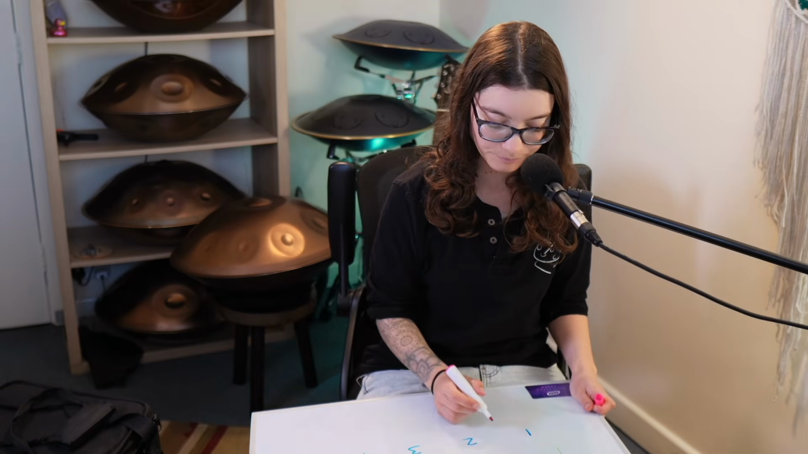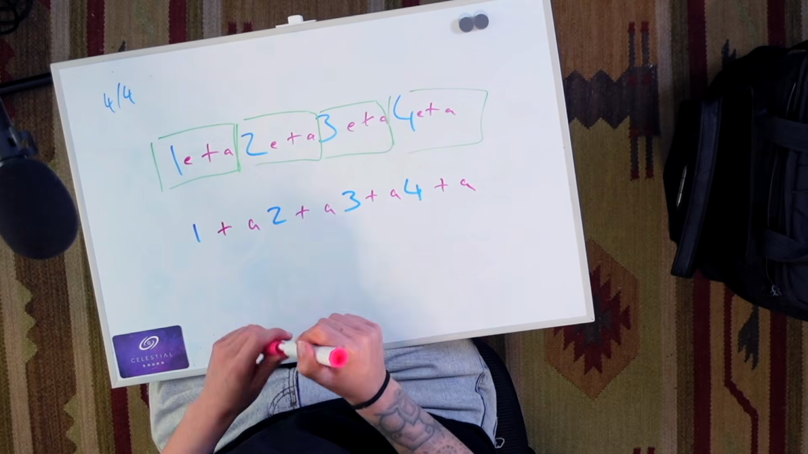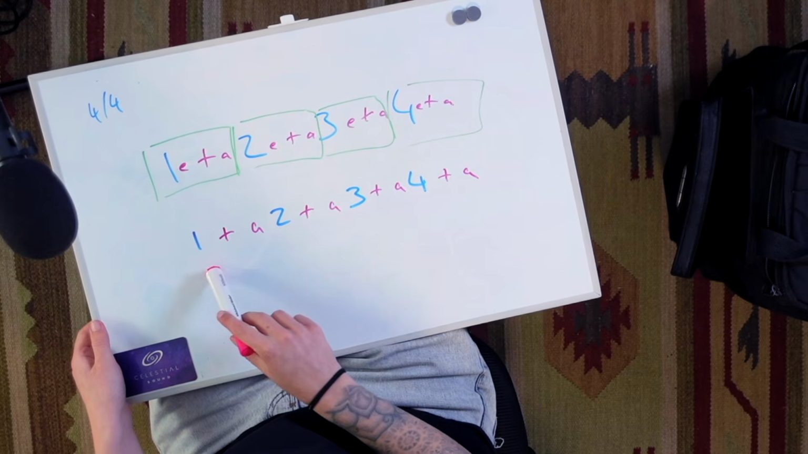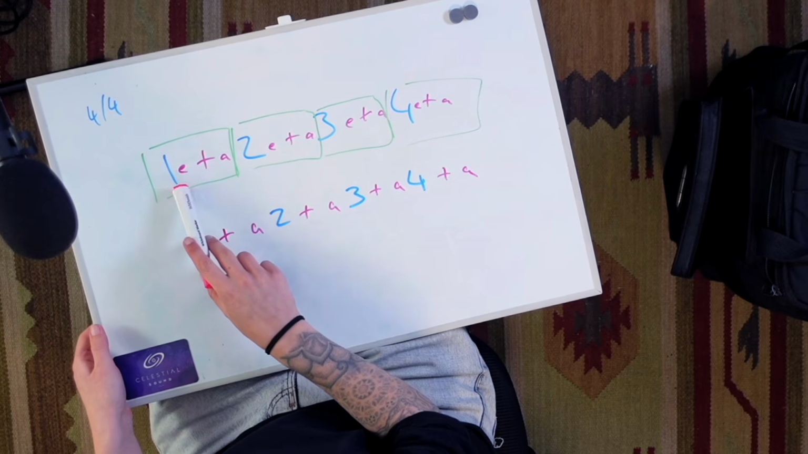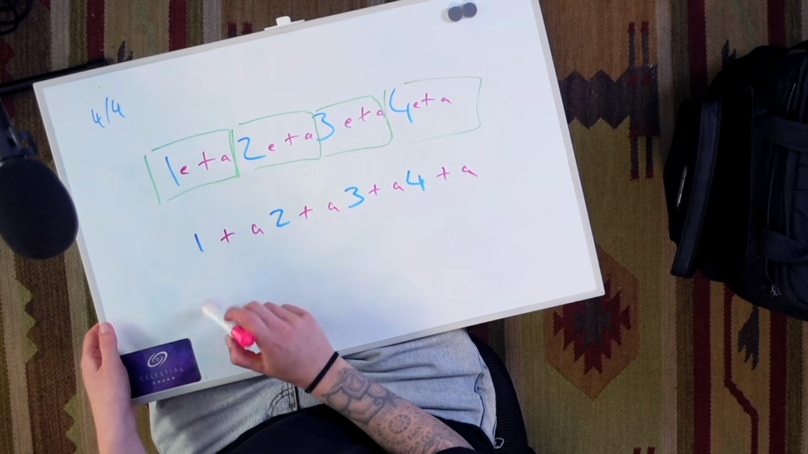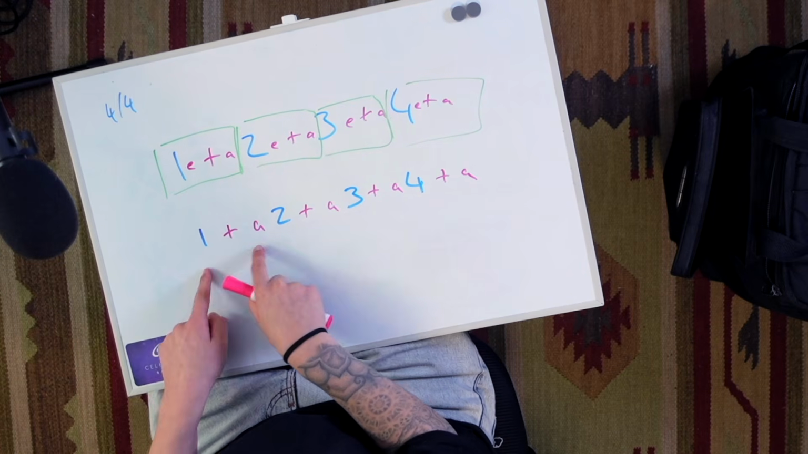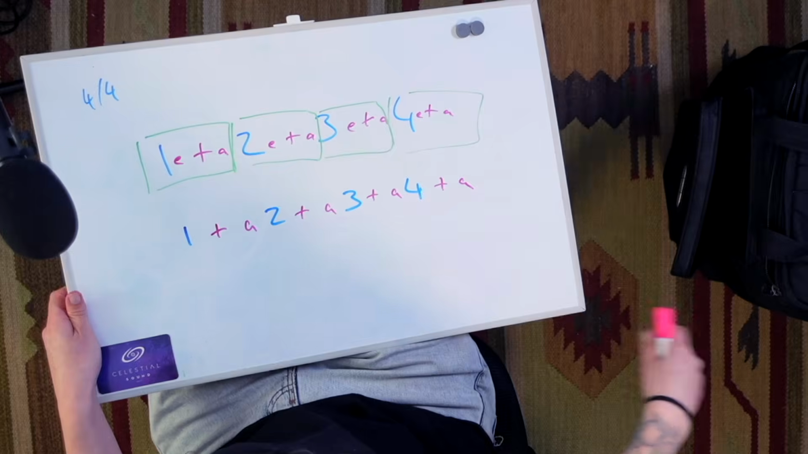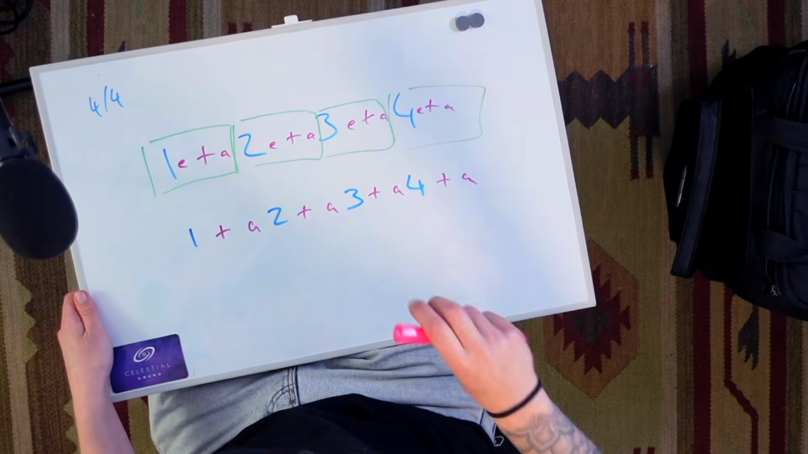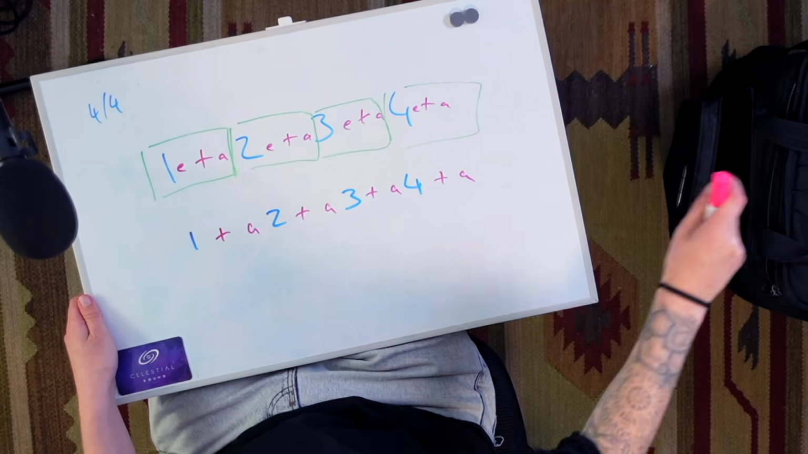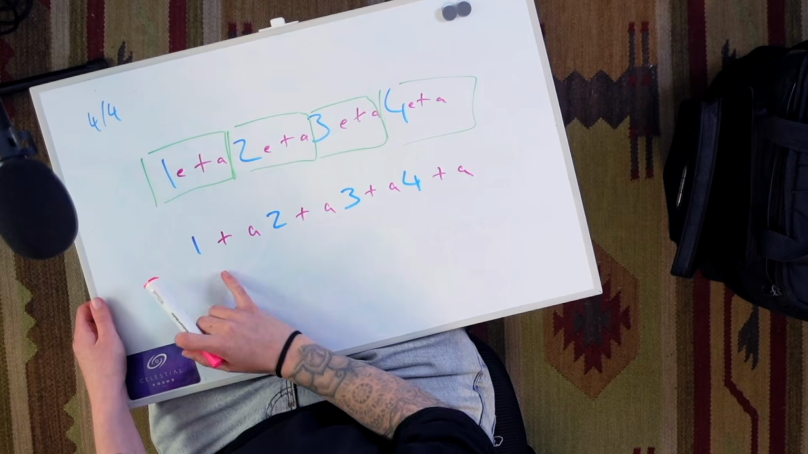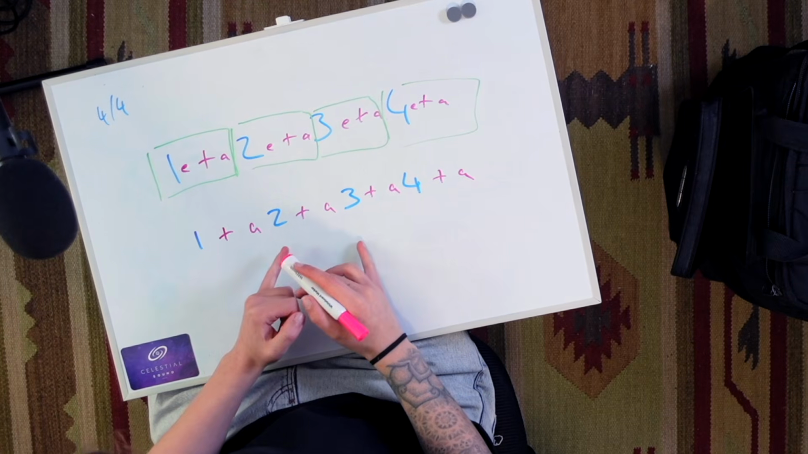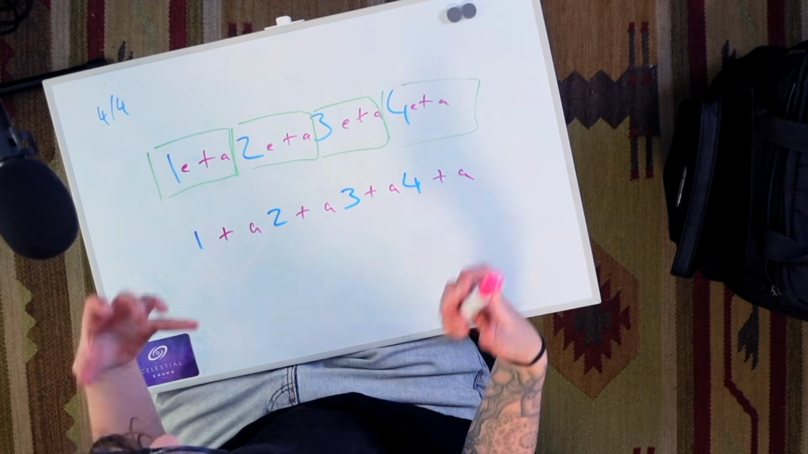I really like colours, that's why I'm using lots of different colours. What's happening here then? What do we think? Instead of dividing it into 4 parts, 1, 2, 3, 4, within a beat, we're dividing it into 3 parts, 1, 2, 3. 1 and a 2 and a 3 and a 4 and a. 1 triplet, 2 triplet, 3 triplet, 4 triplet.